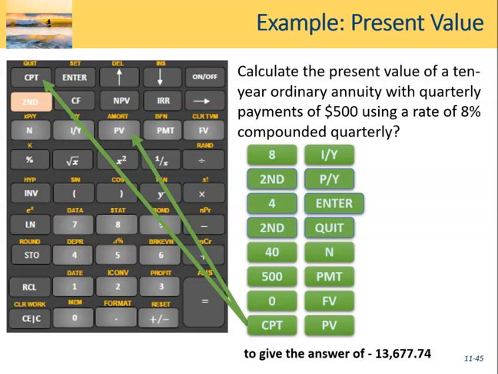So think of this as a retirement annuity. How much money do I need to have in there now so that over the next 10 years, I can take $500 out of it on a quarterly basis so that at the end of the 10 years, the amount left in it is going to be 0? And that says that the value of it needs to be $13,677.74.